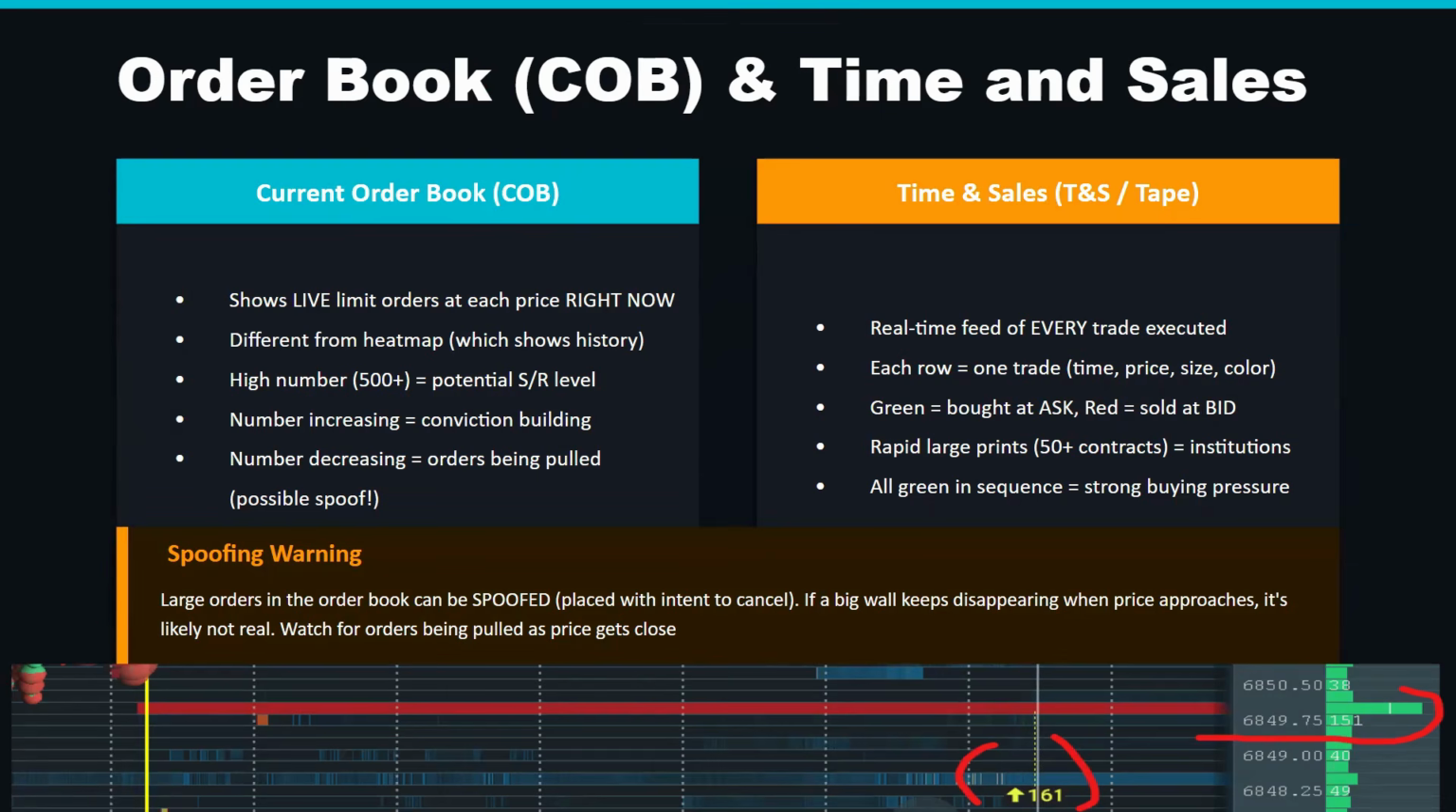So if you see a high number of contracts, say 300 contracts at one specific price level, that could be either a support or resistance, but you want to watch out because if that number keeps dropping as price approaches, those orders are probably getting pulled, what is known as spoofing. It's a fake wall designed to trick you, right? So in this case, this is what the indicator looks like on Bookmap. So this is not a spoof. This is an actual order that was placed.